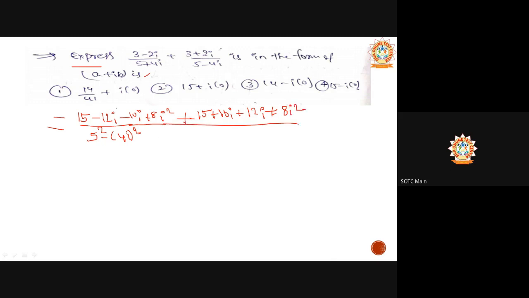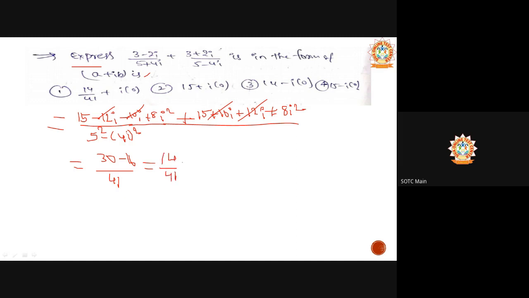So if you see, plus 12i minus 12i cancel, minus 10i plus 10i cancel. What is remaining? 15 plus 15, 30. Here, what is 8i square? It is minus 8. Here also 8i square, minus 8. That is minus 16, divided by 5 square 25 minus 16i square. So minus 16 minus minus plus, 25 plus 16, that is 41. So that is equal to minus 14 by 41.